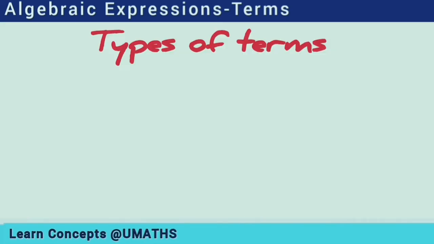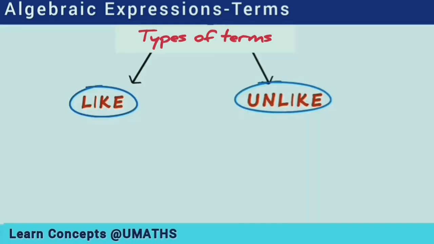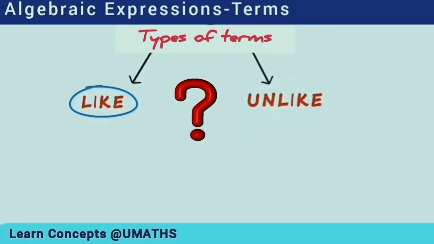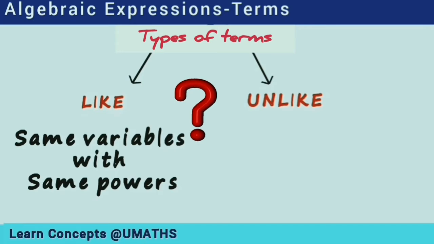Let's now understand the concept of types of terms. There are two kinds of terms, like terms and unlike terms. What is the difference between them? Two terms are like if they have the same variables with the same powers. We'll understand this with examples.